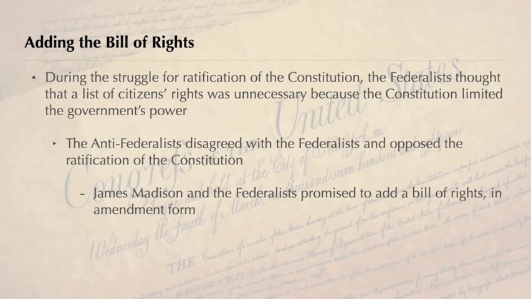After the ratification, Madison was determined to fulfill his promise to the Anti-Federalists. Adding a Bill of Rights would be an important step toward gaining their support for the new government. The stage was set for the first changes in the Constitution, and therefore the first test of the amendment process.